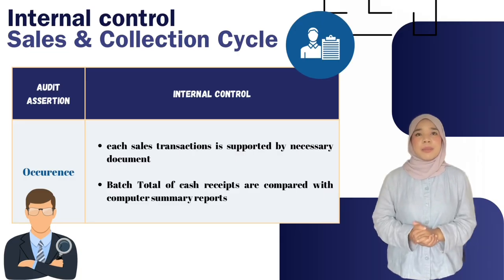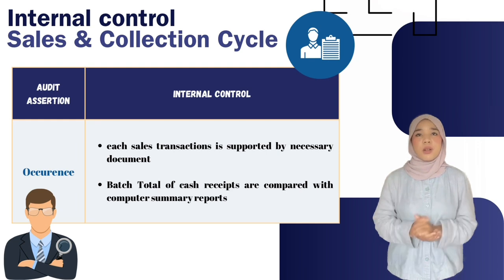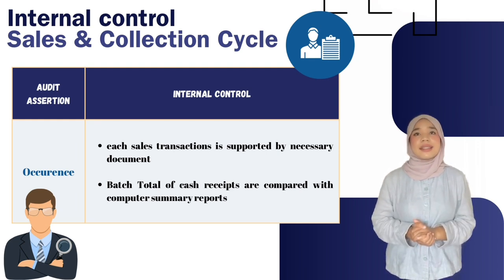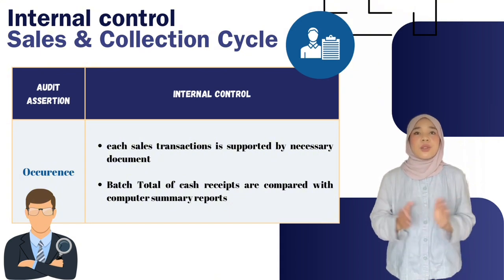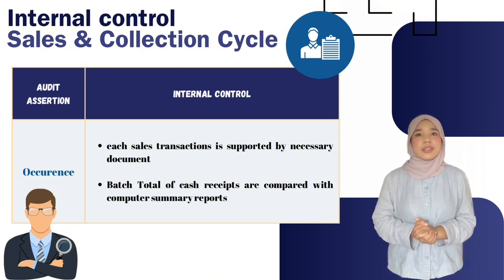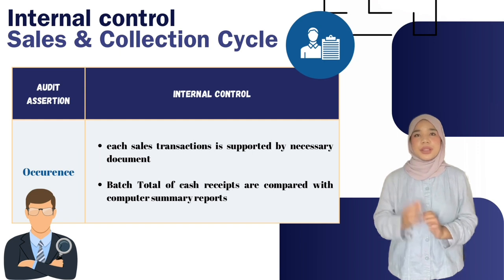Now, I will explain about the internal control according to the relevant audit assumptions, starting with the occurrence. The objective of the occurrence assumption is to ensure that the sales and cash receipt transactions actually took place. The internal control for the occurrence is that each sales transaction is supported by the necessary documentation such as sales invoice, shipping document, and customer purchase order.